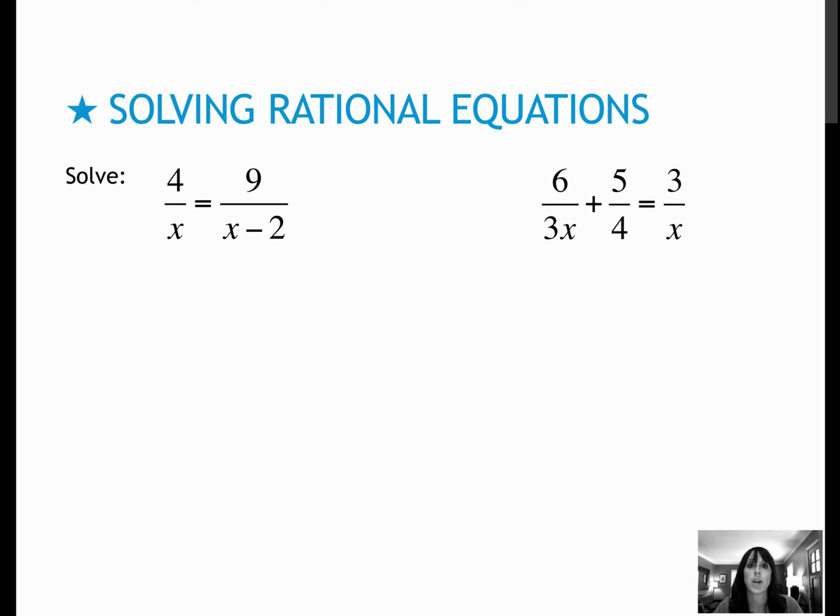Here are 2 for you to try on your own. So press pause, try them both, then press play to see how you did. For the first, this is obviously 2 fractions, so the easiest way to go about this is to do your cross multiplication.